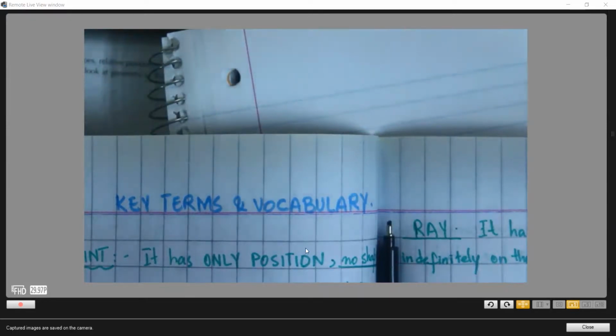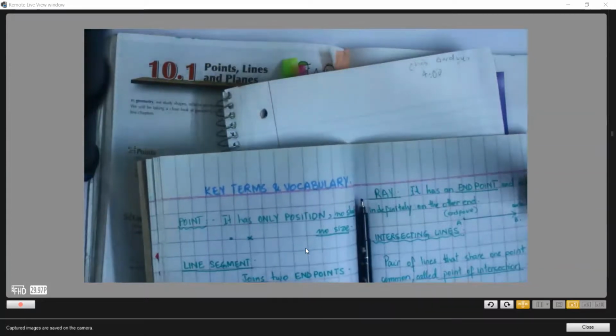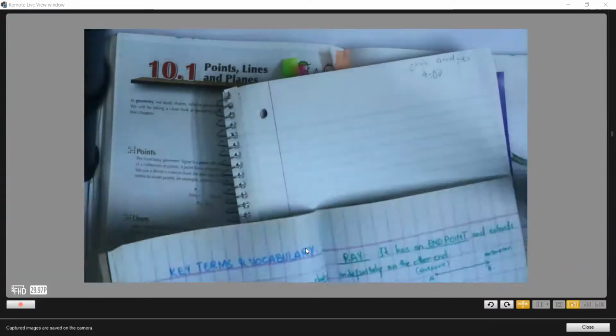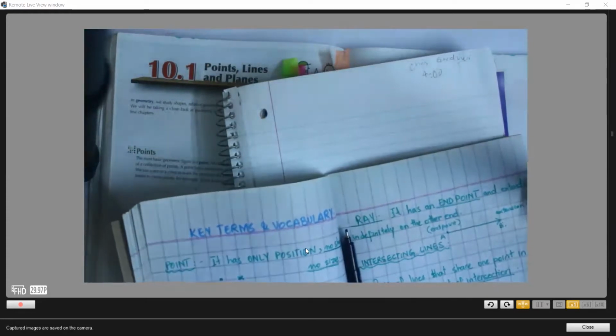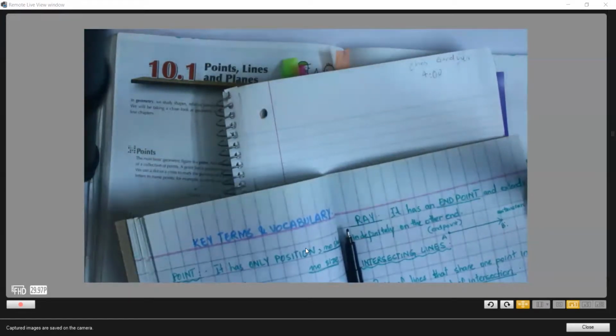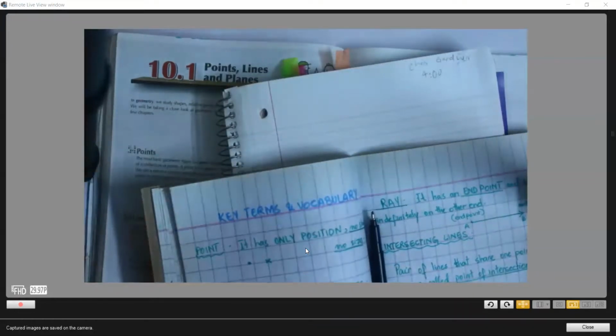Okay, let's start with chapter 10, which is basic geometry. Before we move on to this chapter, I want you to be clear on some key terms and vocabulary. Let's discuss a few definitions. Who will tell me what a point is?